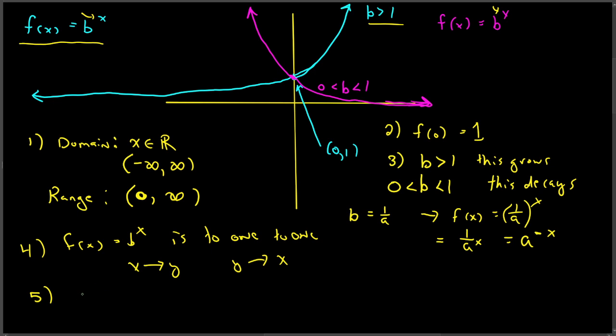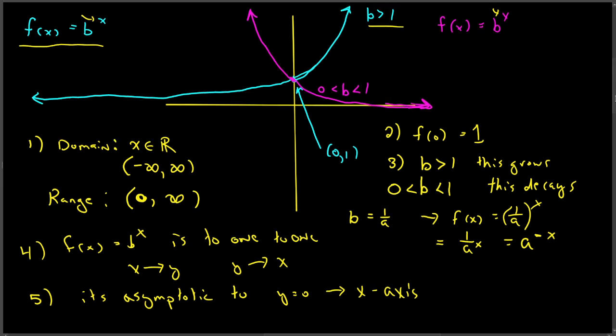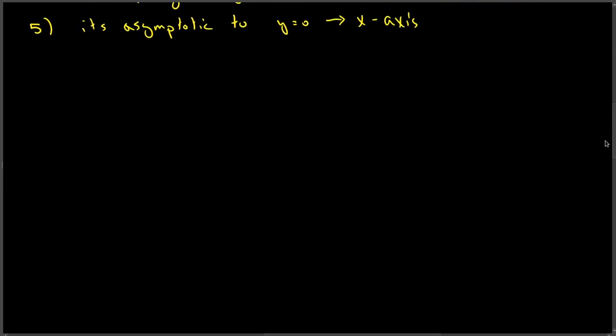And it's asymptotic to y equals 0, which is the x-axis. It approaches the x-axis, but never touches it. It's closer and closer. As we get closer to infinity, it's getting closer to 0, but it never gets there. And so these are the properties we're going to look at.